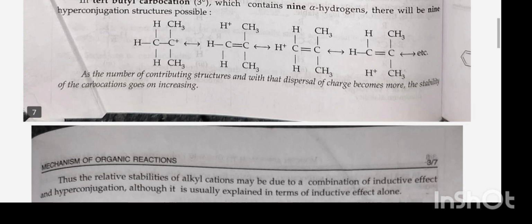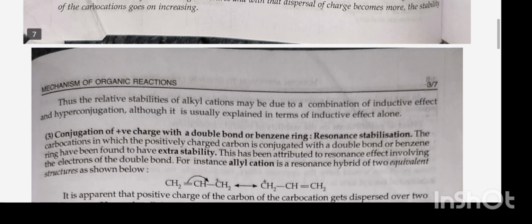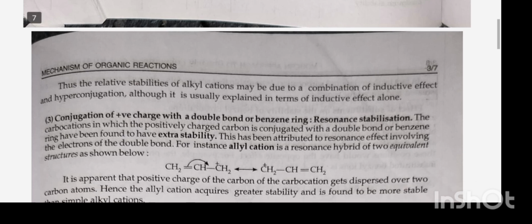As the number of contributing structures, and with that the dispersal of charge, becomes more, the stability of the carbocation goes on increasing. Thus, the relative stability of alkyl cations may be due to the combined inductive effect and hyperconjugation, although it is usually explained in terms of the inductive effect alone.